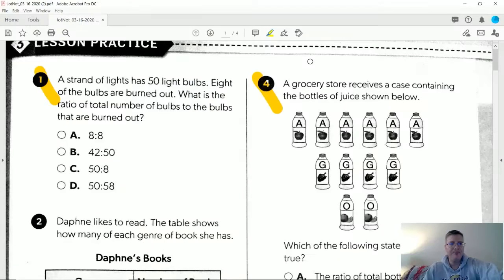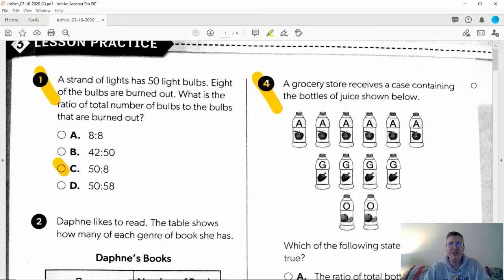During this lesson, we will be talking about different things that should be a review, even though it was from very early on in the school year. So let's go ahead and take a look at what we've got. Number one, a strand of lights has 50 bulbs. 8 of the bulbs are burned out. What is the ratio of the total number of bulbs to bulbs that are burned out? So we're going to start with this number and conclude with the number of bulbs that are burnt out, which is 8. And so that would be letter C.